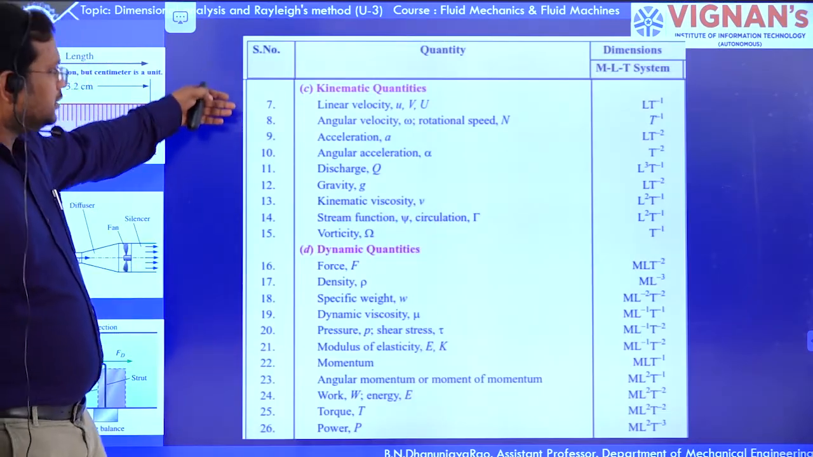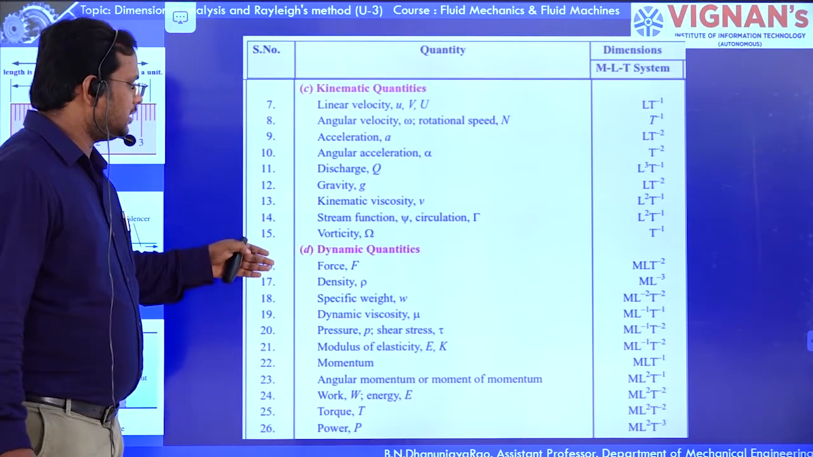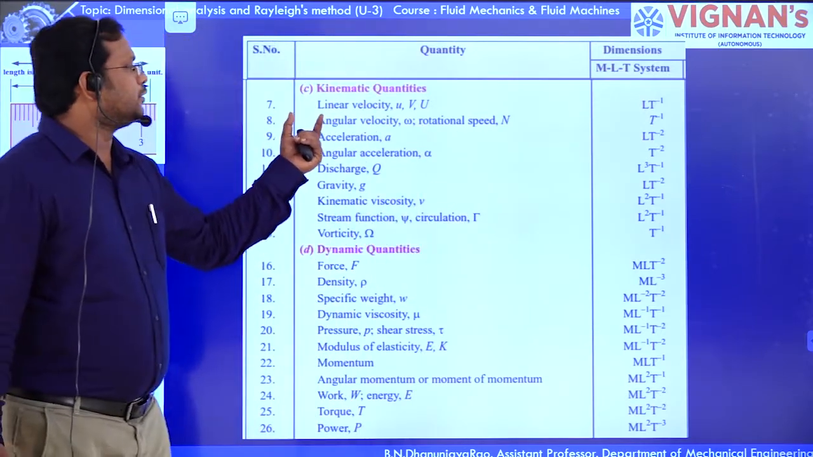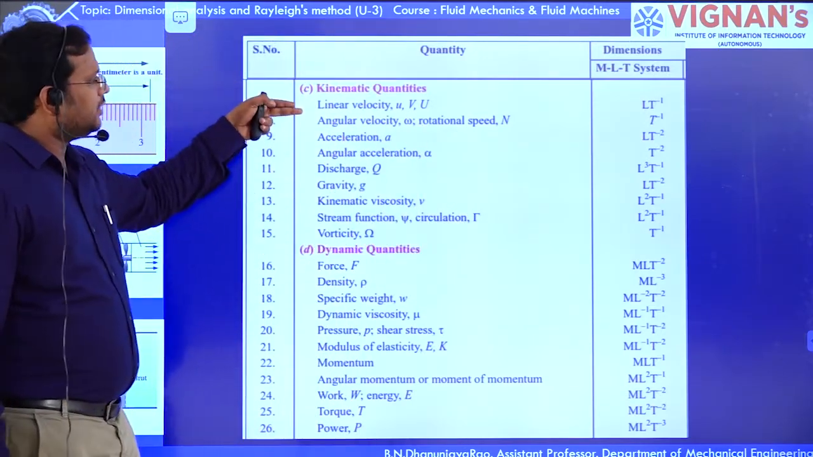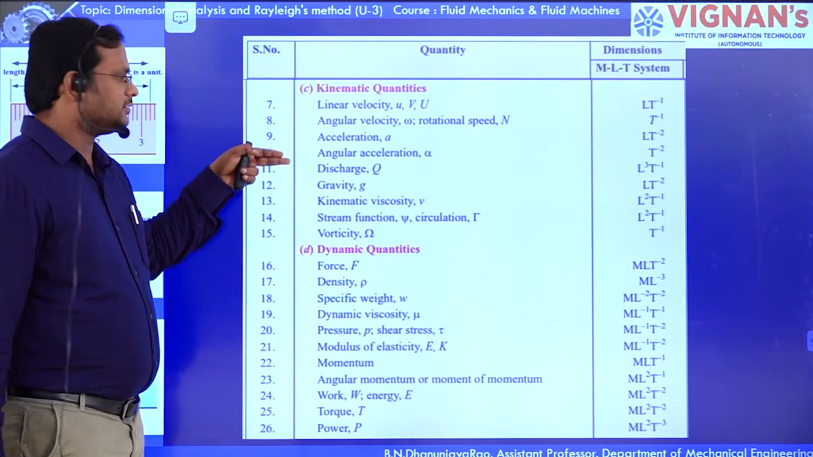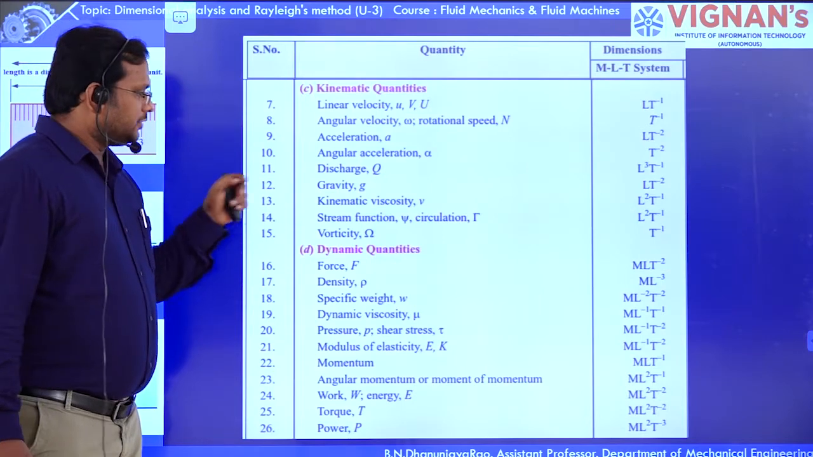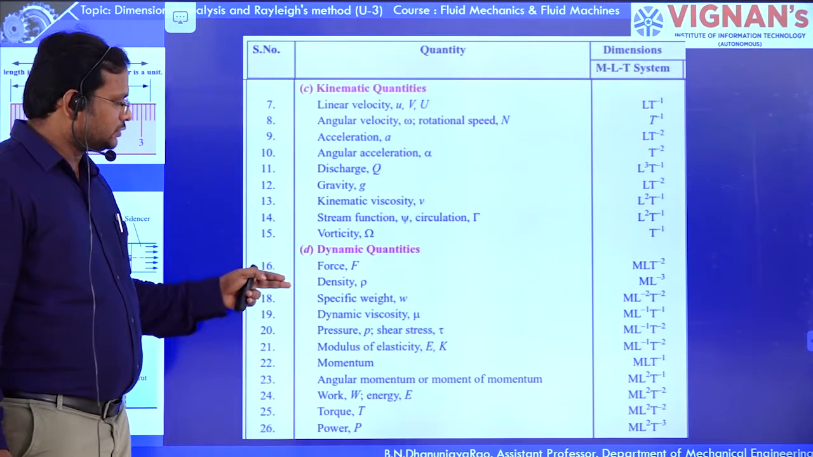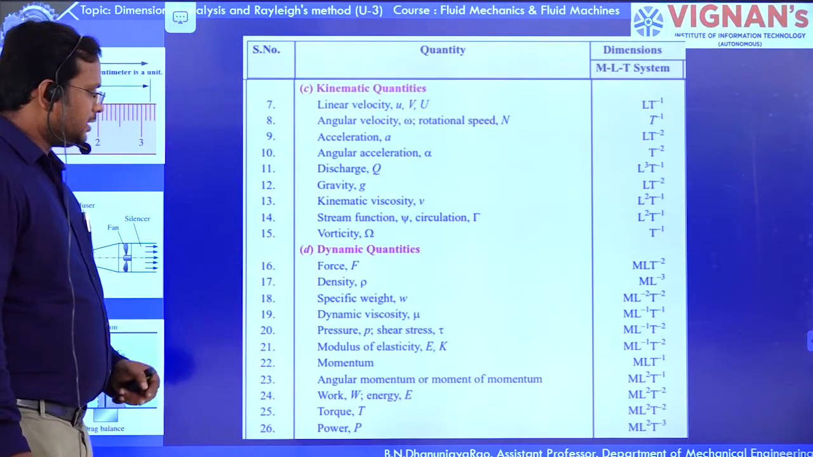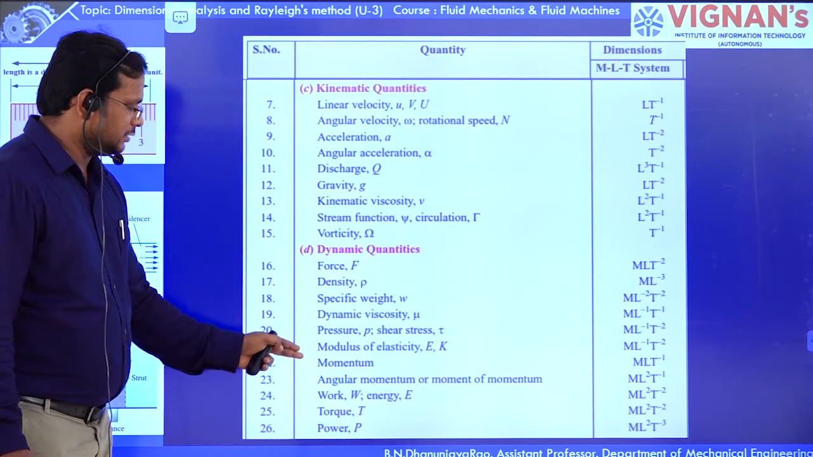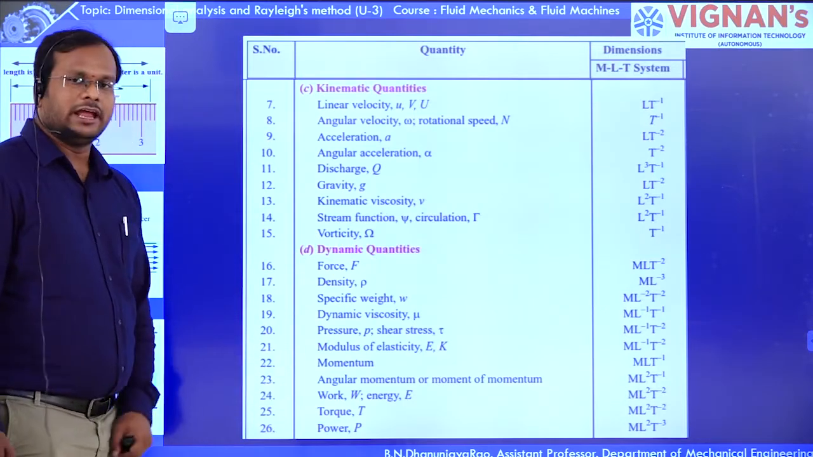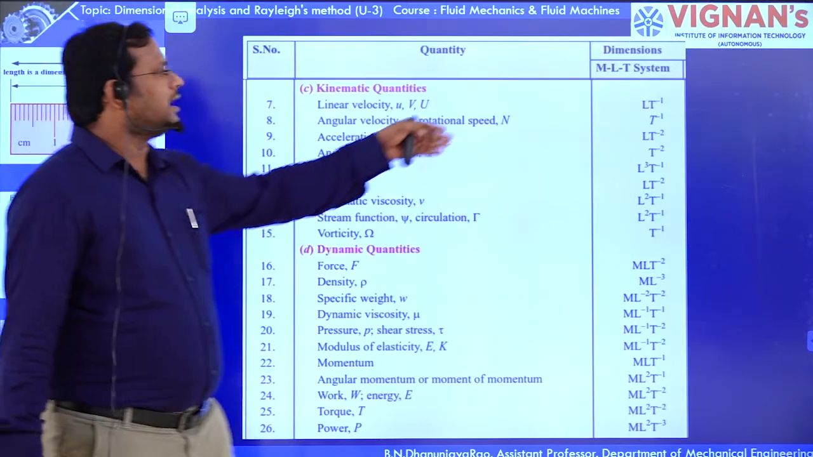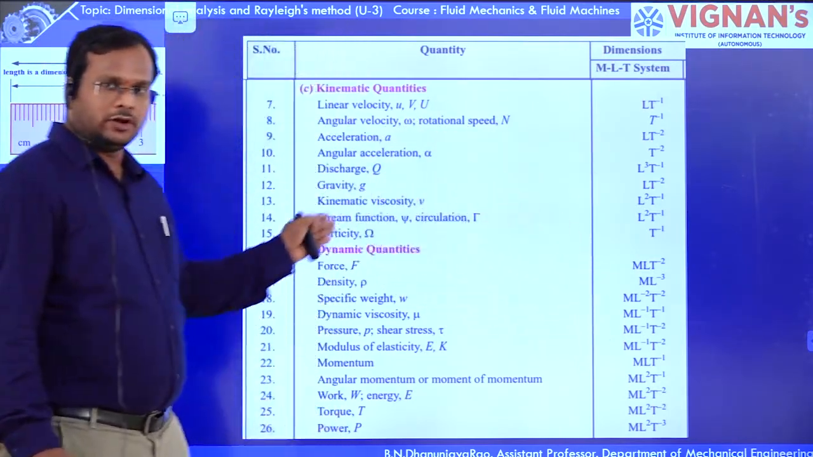These are some other quantities from kinematic quantities, and these are the dynamic quantities. Here, dimensions are mentioned for each and every quantity. There is linear velocity, angular velocity, acceleration, angular acceleration, discharge, gravity, kinematic viscosity, stream function, vorticity. When it comes to dynamic quantities, there is force, density, specific weight, dynamic viscosity, pressure, modulus of elasticity, momentum, angular momentum, work, torque and power. These are the physical quantities, and these are the dimensions of those physical phenomena.